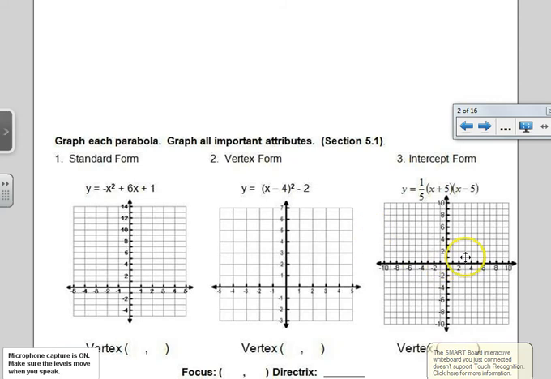So we are going to graph these parabolas, and they're in the three different forms: standard form, vertex form, followed by intercept form. This is section 5.1, so if you need to refer back to anything, then please do so.